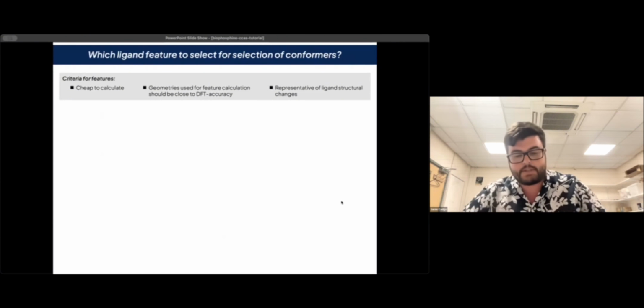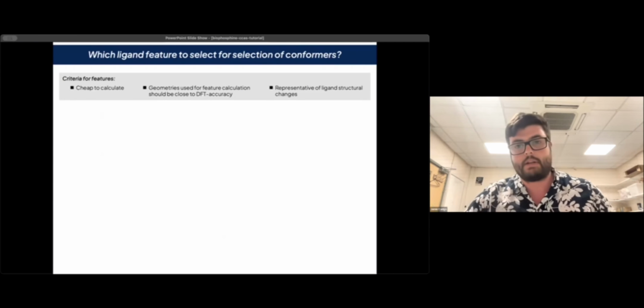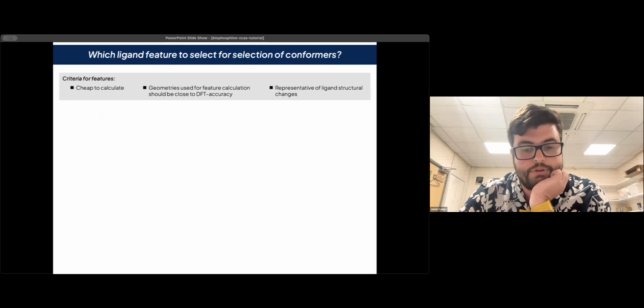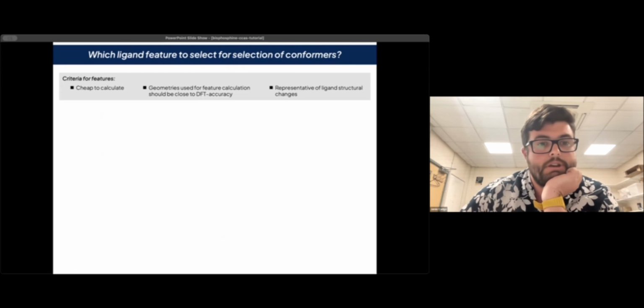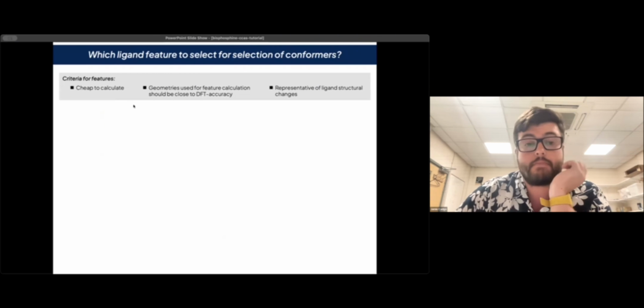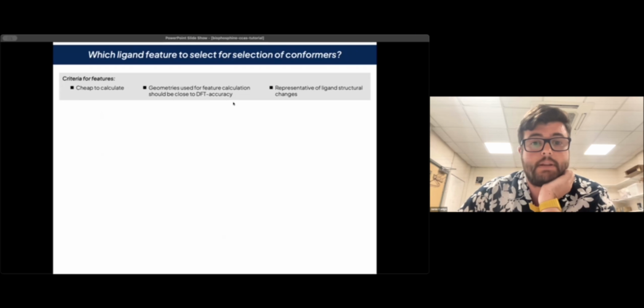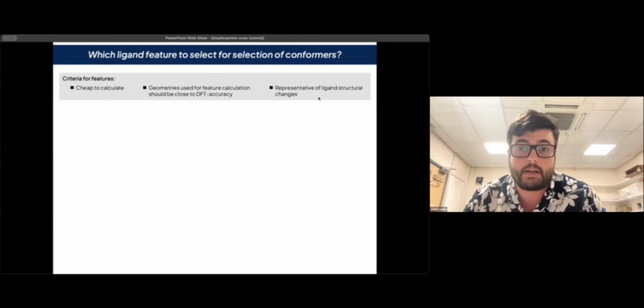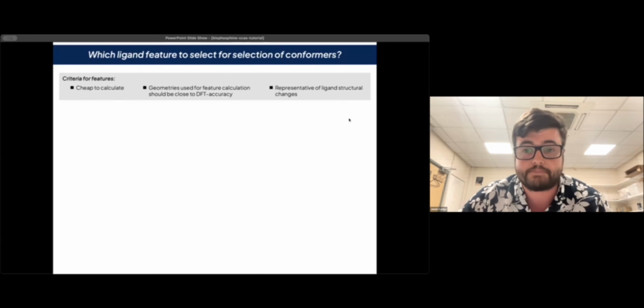So we thought about using a ligand feature in order to do this, one which gives you structural information where you can pick, like a dihedral angle, but more chemically specific. It needs to be cheap to calculate, like a dihedral angle is. The geometries that we use should be close to DFT accuracy, so we know we're getting a good picture of what the ligand structure is. And also it needs to be representative of the changes of the ligand as a function of conformer.